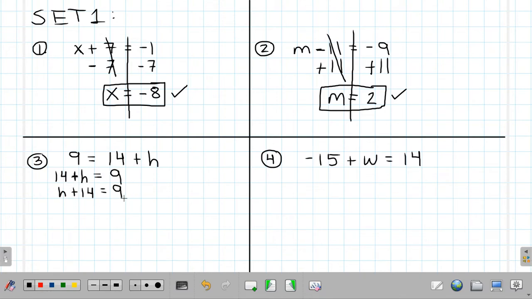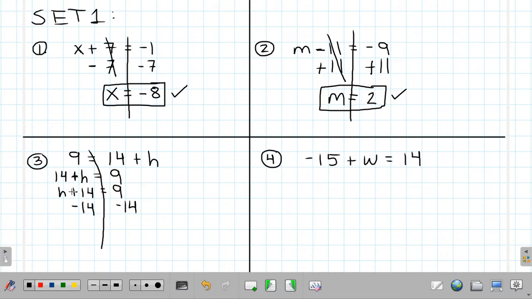And now when we look at this, this looks a lot like number 1, whereas I've got the variable h plus 14 is equal to 9. So my operation here is addition. So what's the opposite of adding 14? Well, subtracting 14. But then you got to do it to both sides. And if you still need to, draw the little line there so you can keep track of which side is which.